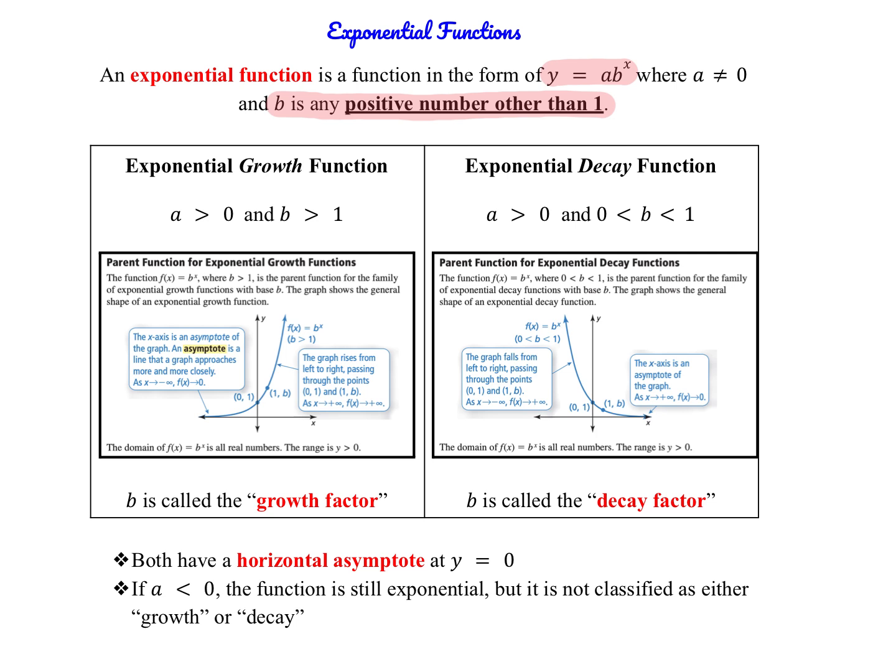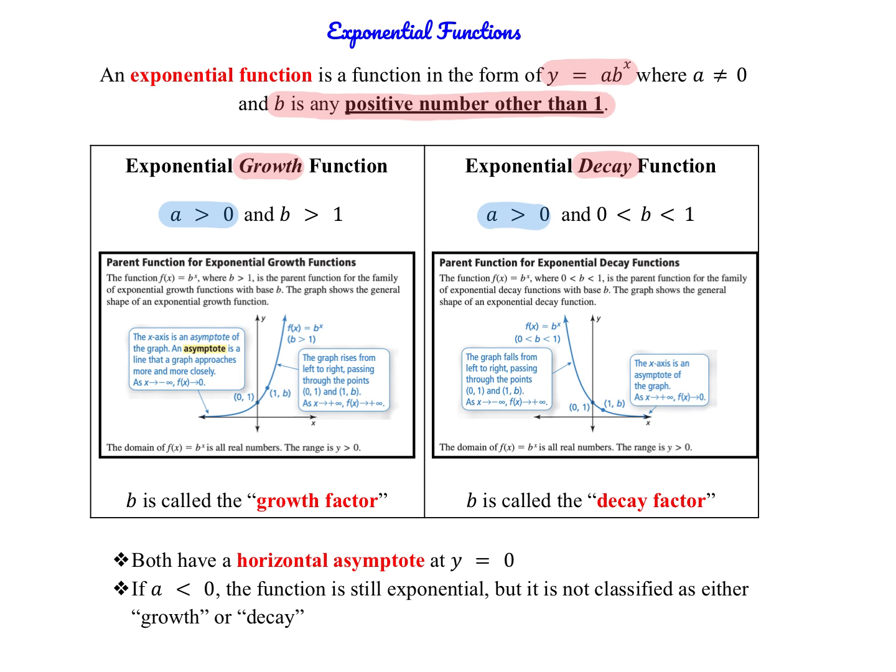Now, one thing that we can do is certain exponential functions can be classified as either exponential growth functions or exponential decay functions. So for both of these, that a value out front must be positive. If a is negative, as you can see down here below, we would still call it an exponential function, but we wouldn't classify it as growth or decay. So if we're going to classify it more specifically, that a value must be positive.